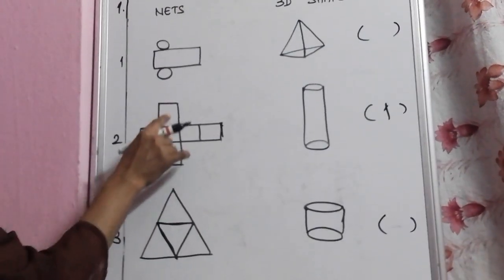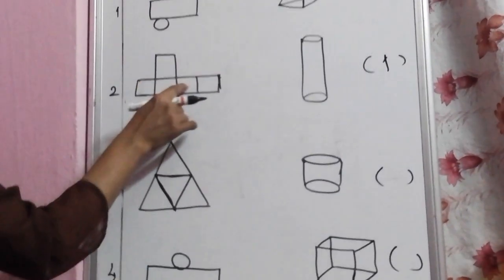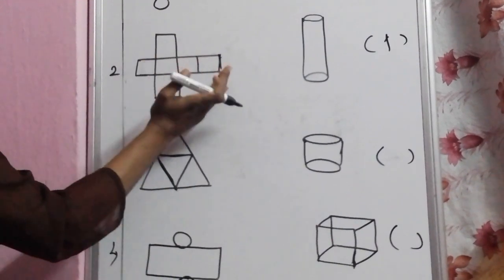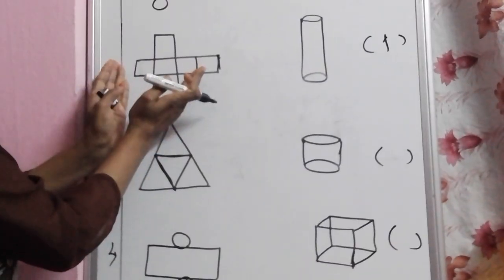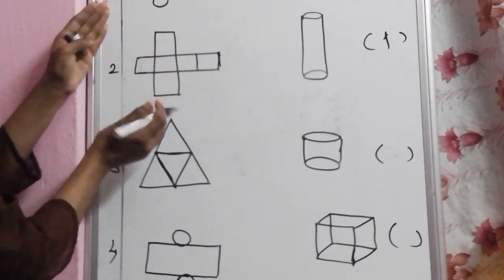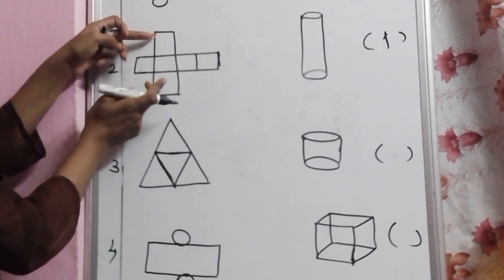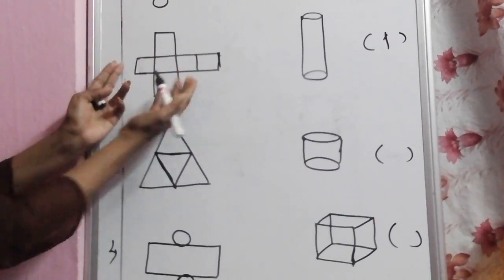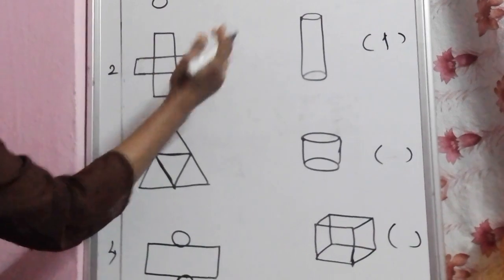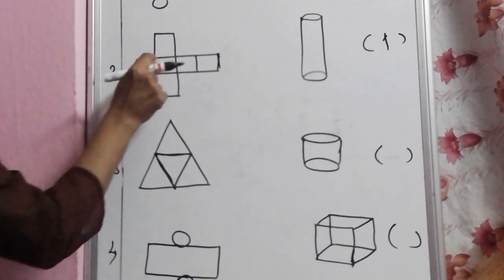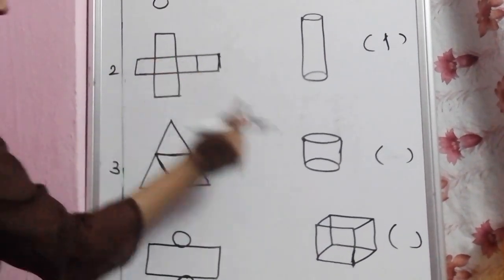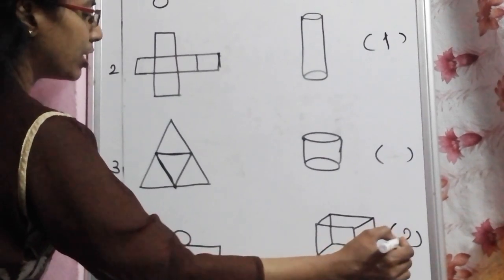Now here you can see that all the boxes are squares. And when you close this, see this? When you lift this, are you able to understand? These two will come up, these two will come up and this one is going to cover on top. So what does it become? It becomes a cube.